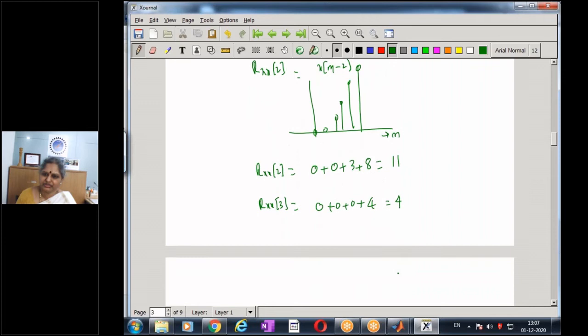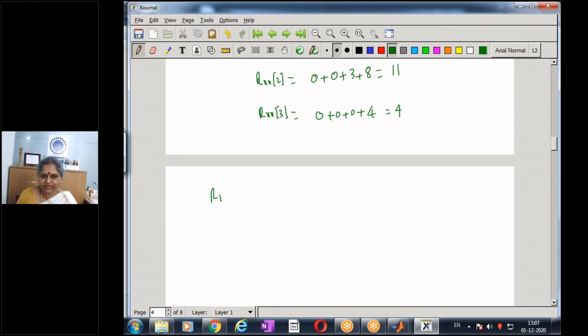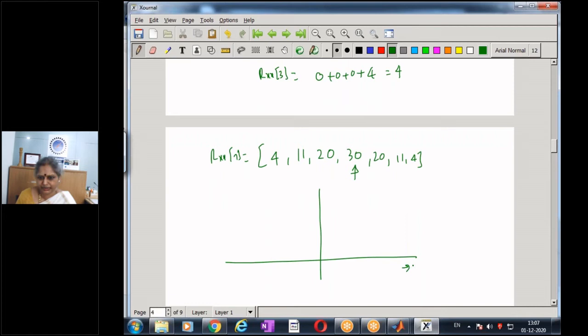Now putting all these results together, we know that the autocorrelation function is going to be symmetric. So finally, I have my rxx of n given by 4, 11, 20, 30, 20, 11, and 4, and this is my origin. When I sketch the autocorrelation function, this is what I get: 4, then 11, then 20, then 30. Not drawn to scale. And everything else is 0.